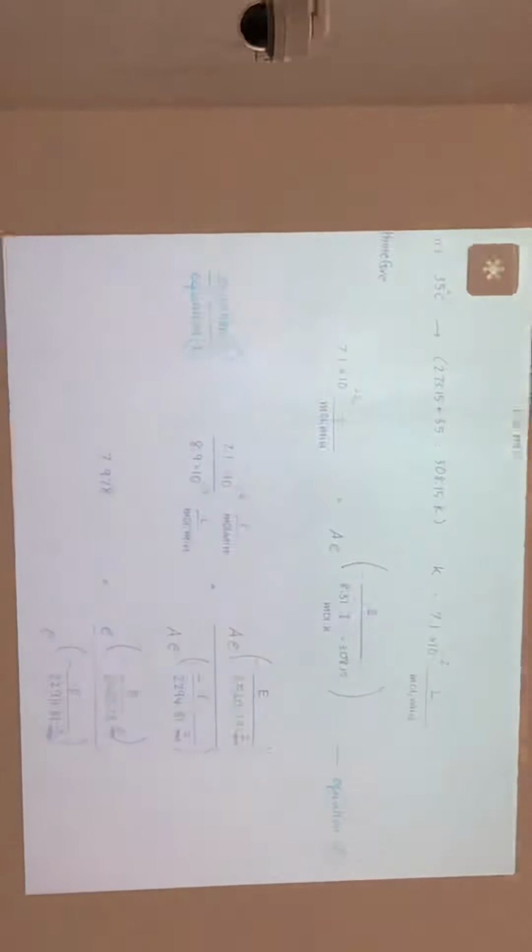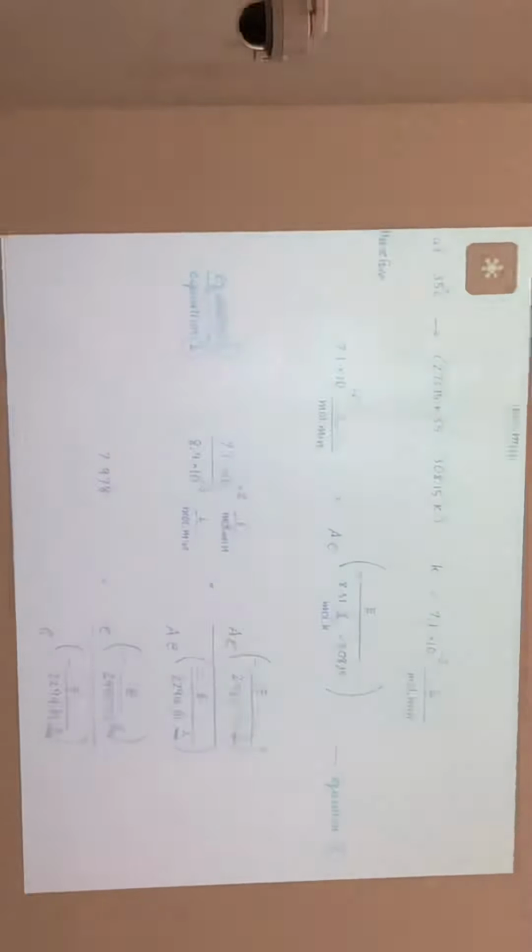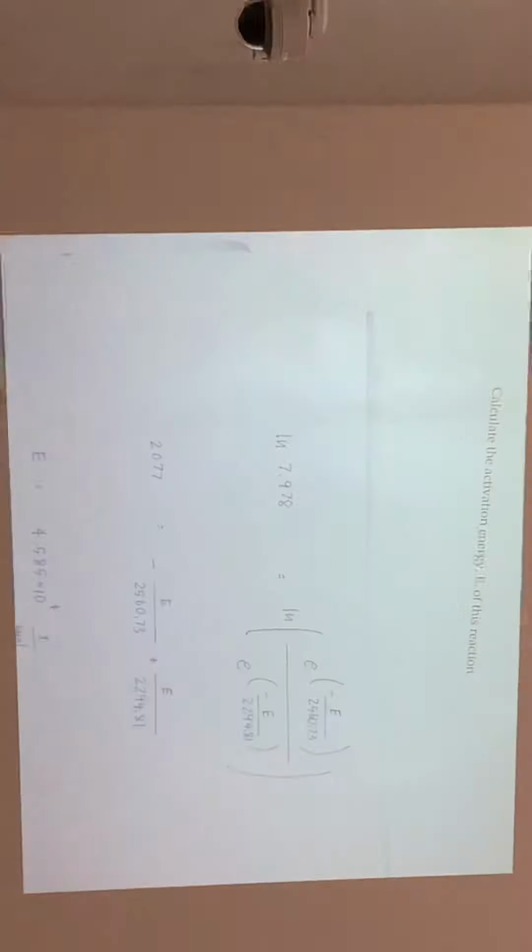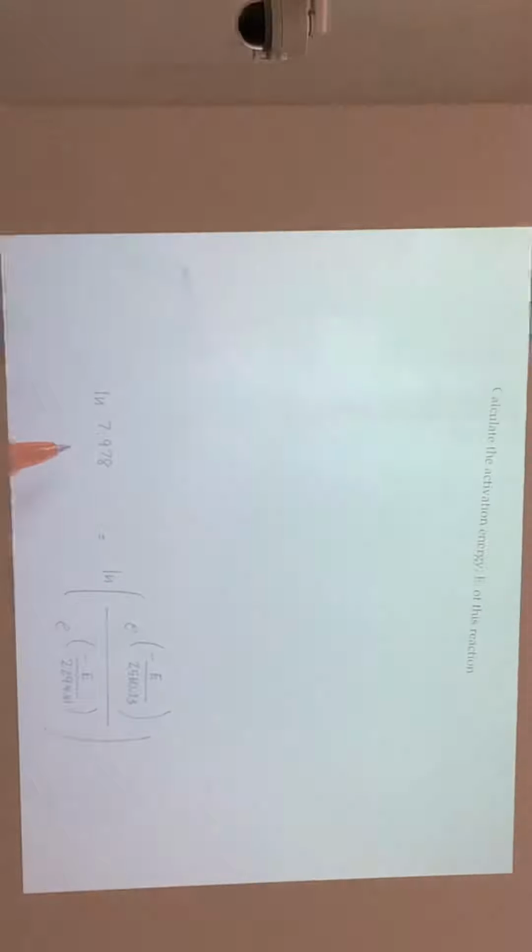Okay. So now we have to find out this E, the activation energy. Basically, how are we going to remove this exponential e? Yeah, we take ln, right? Both sides, and then you will get ln 7.978, and this ln the whole thing.